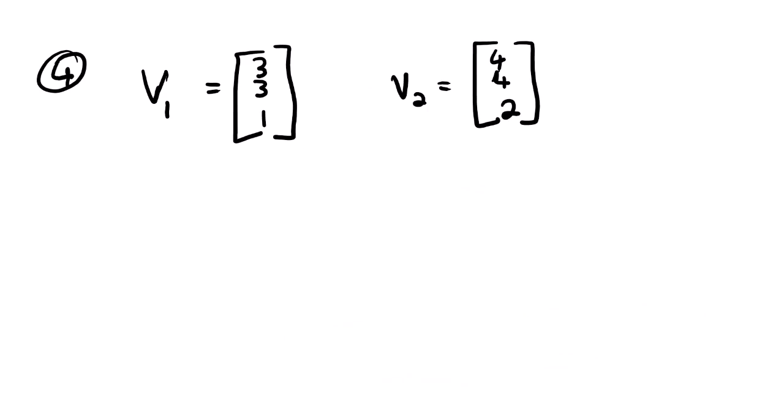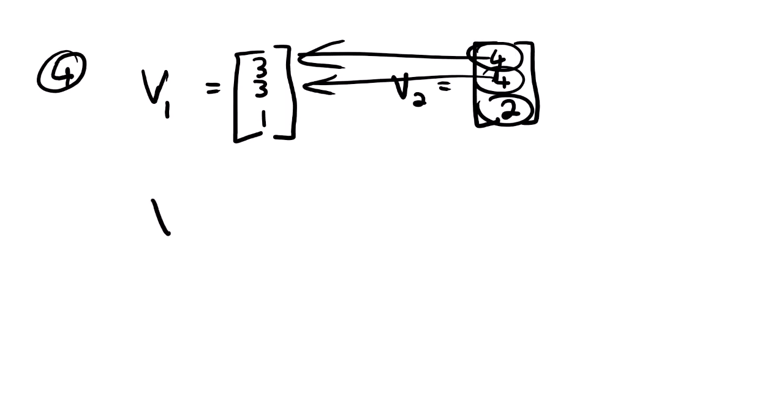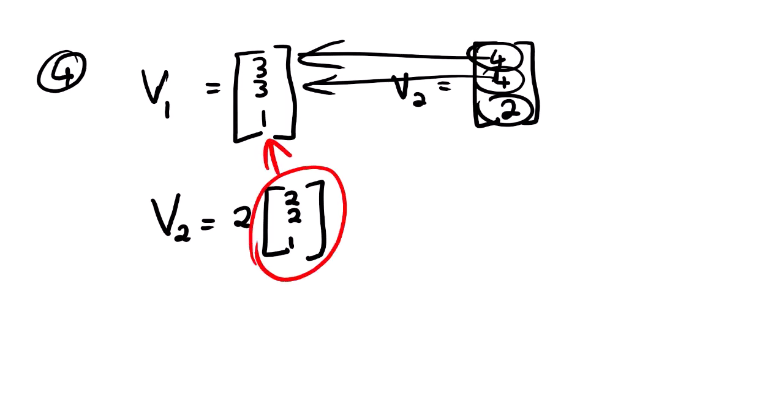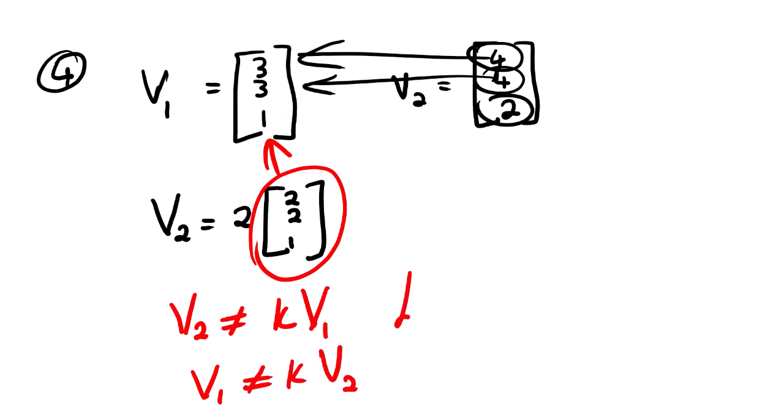Our next example, we can actually see that we cannot express these entries with this one. So we can conclude by saying we cannot express v2 in terms of v1, this is not equals to this. So v2 cannot be expressed in terms of a scalar multiple of v1, and v1 cannot be expressed in terms of scalar multiple of v2. So these are linear independent.